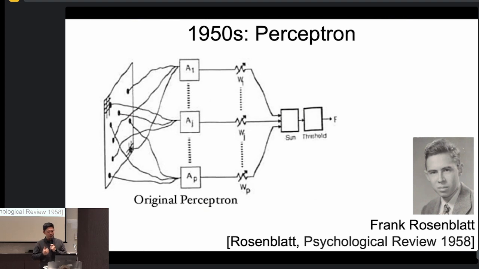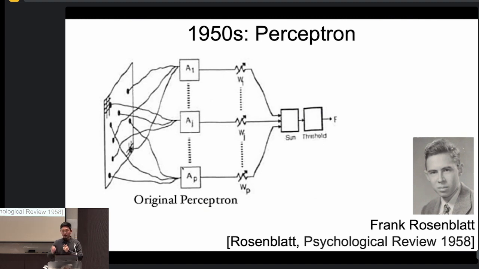This is the first one. In the 1950s, we called it the perceptron. This psychologist, Frank, is the person who first introduced the very initial model of AI. In this picture, on the left, you can think this is a sensor, the stimulus. From this sensor, there will be nodes A1, Ai, and Ap, something like that.